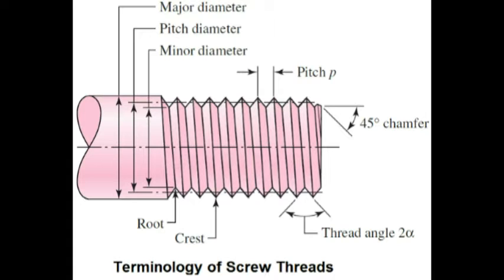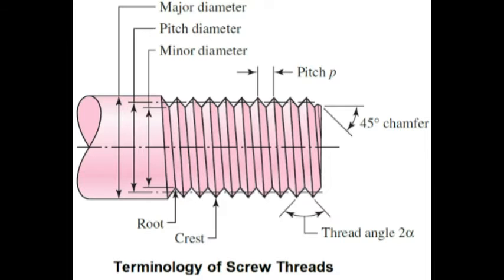Multiple start thread. This is produced by forming two or more helical grooves equally spaced and similarly formed in an axial section on a cylinder. So this gives a quick traverse without sacrificing core strength. Now crest. The crest is the prominent part of the thread, that means the top surface which joins the two sides of the thread.